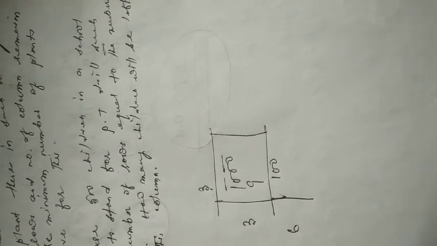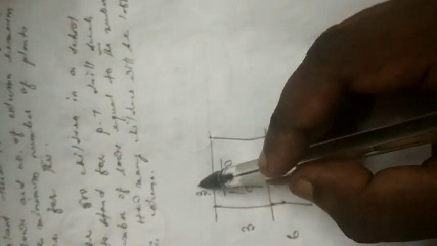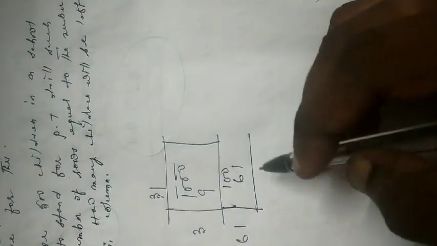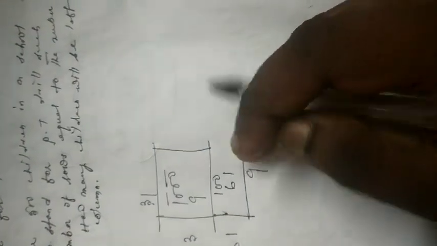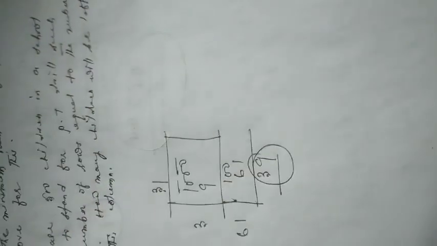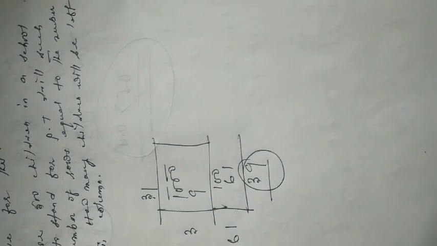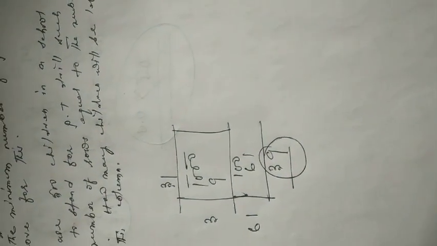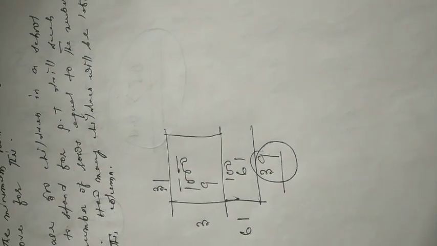So I cannot take 2 here. I have to take 1. 1 into 61 is 61. 100 minus 61 is 39. 39 is coming as the remainder. I cannot break it further.